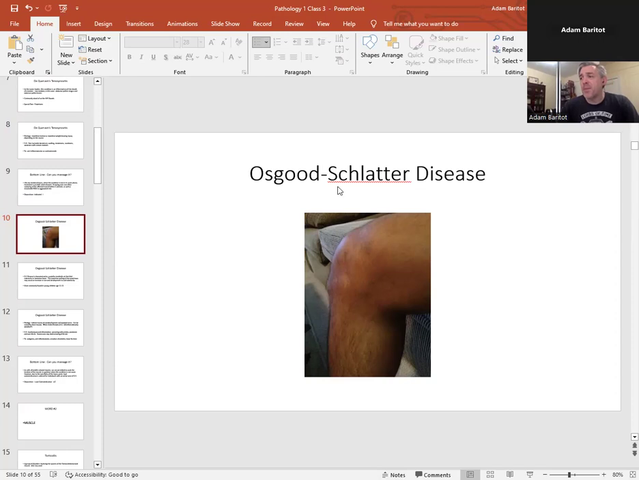Osgood-Schlatter is a type of bone growth that occurs due to quick growth of muscles in a not yet fully grown body, usually a teenager, which leads to tearing of the bone and scar tissue there. You can see that this tibial tuberosity is extra large. That occurs due to Osgood-Schlatter's disease.